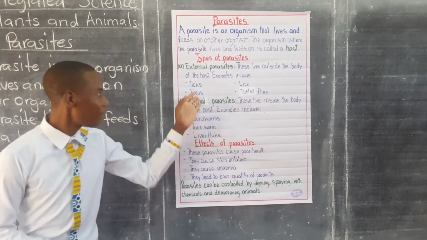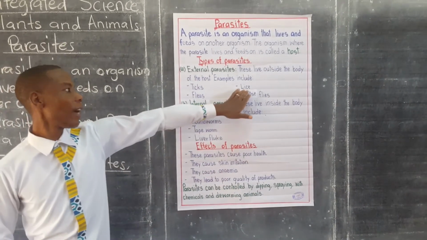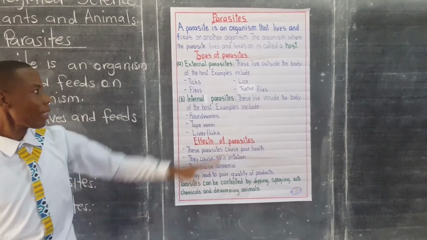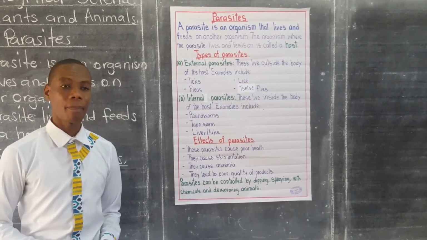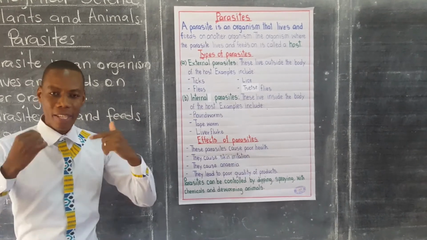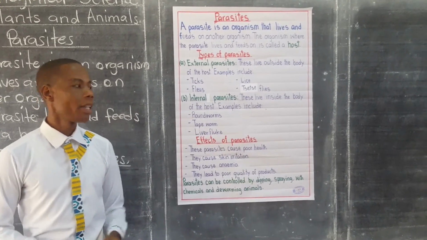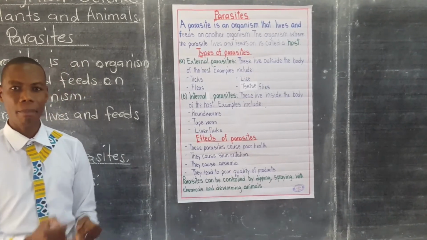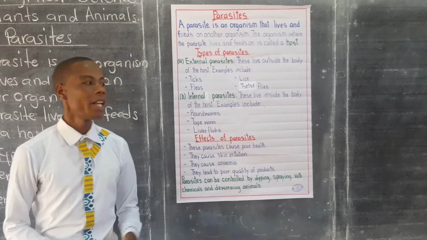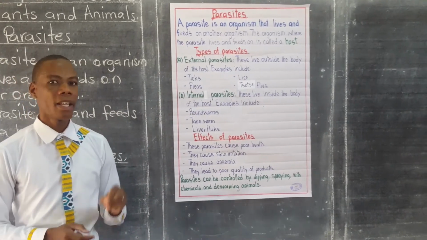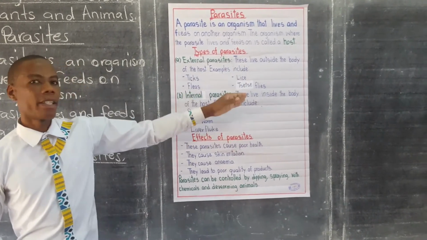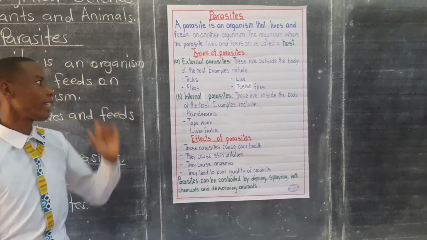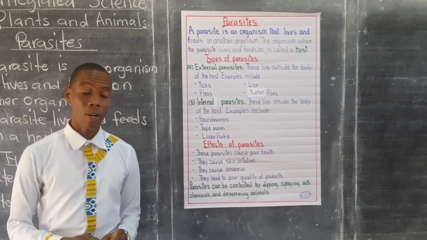Apart from the fleas and the ticks, we have lice. When it is one, we say louse. So lice also are external parasites in the sense that they live outside the body of the host. Now, animals also do have lice, just like people. If you're not bathing, if you're not washing your clothes, you're likely to develop what? Lice. They bite and they suck blood from the host. So they feed by biting and sucking blood from the host.